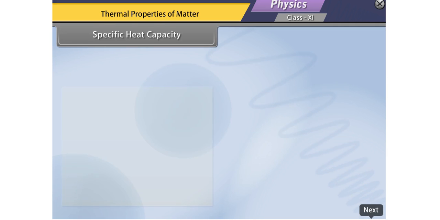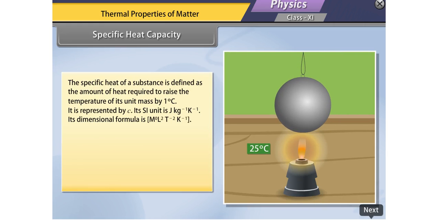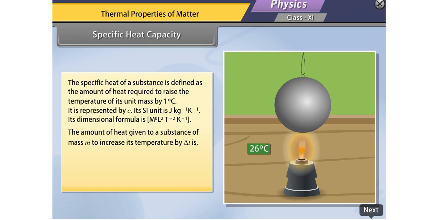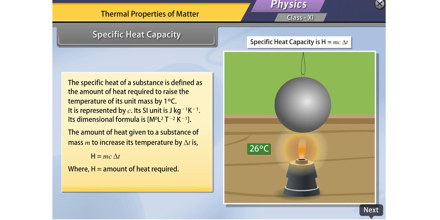Specific heat capacity. The specific heat of a substance is defined as the amount of heat required to raise the temperature of its unit mass by 1 degree Celsius. It is represented by C. Its SI unit is joule per kilogram per Kelvin. Its dimensional formula is M to the power 0, L squared, T to the power minus 2, K to the power minus 1. The amount of heat given to a substance of mass m to increase its temperature by delta T is H is equal to m c delta T, where H is the amount of heat required, and C is the specific heat of the body.